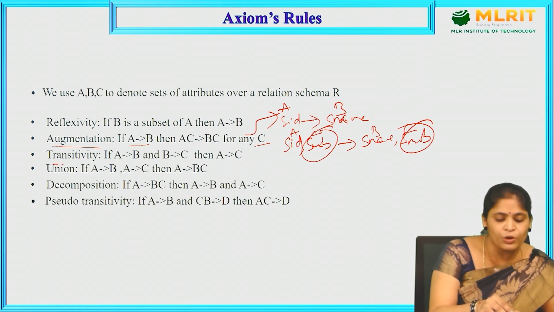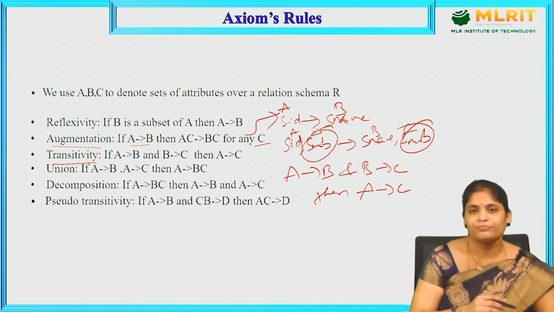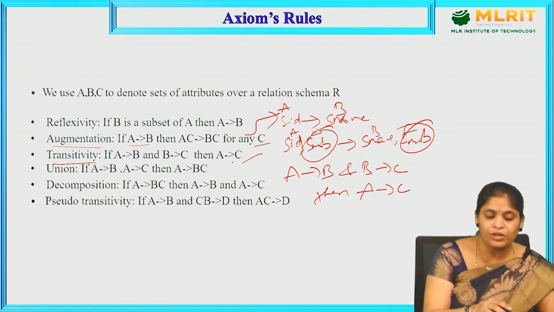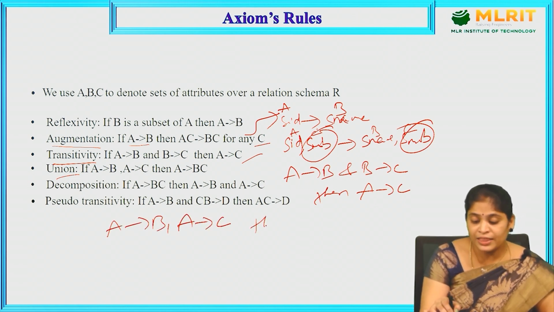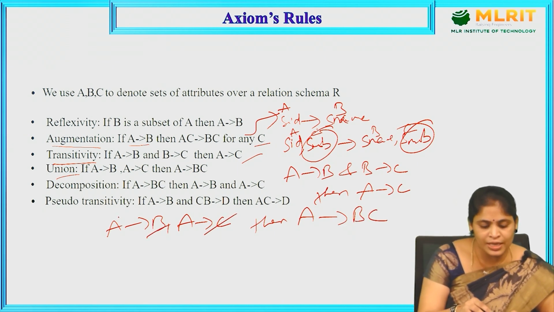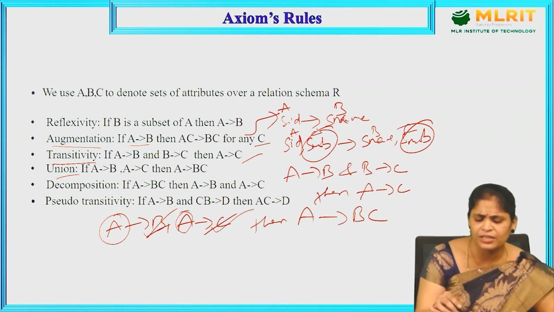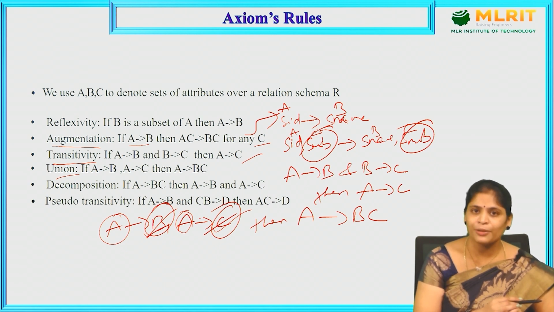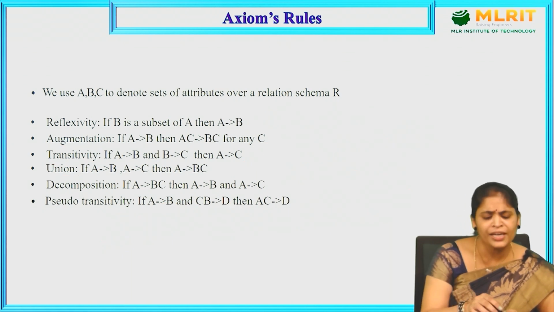Next, what is transitivity? If A derives B and B derives C, then A derives C. This is transitivity. What is the union operation? If A derives B and A derives C, then A derives BC. We can unite these two. Why? Because a single column uniquely derives one column and the same column uniquely derives the other column, so we can combine the right side. Determinants or dependents? Dependents. We can combine the dependents BC. That is union.